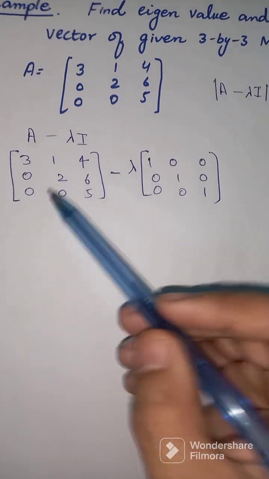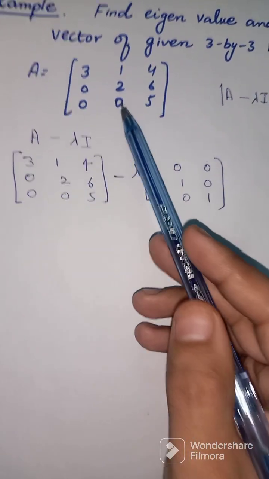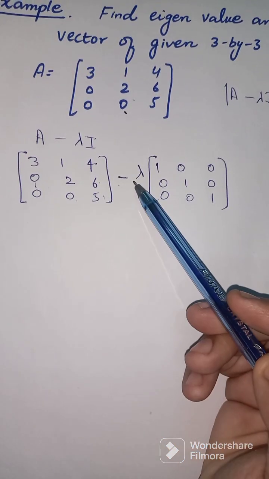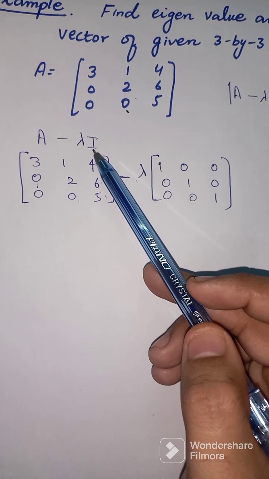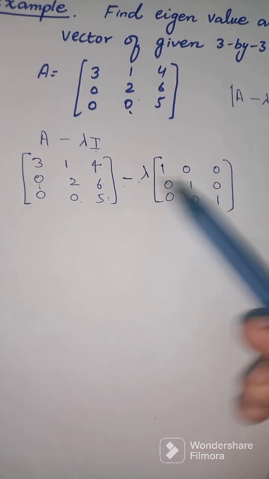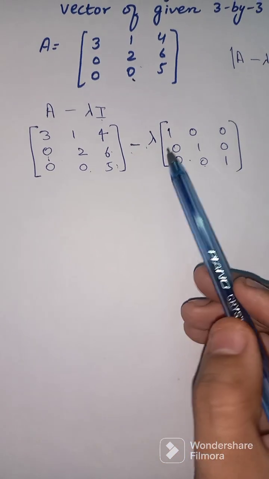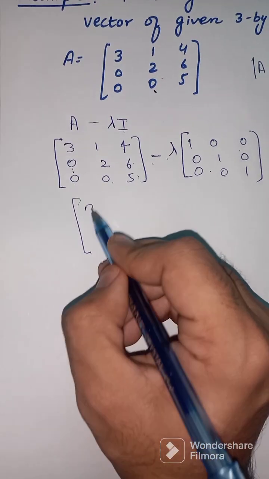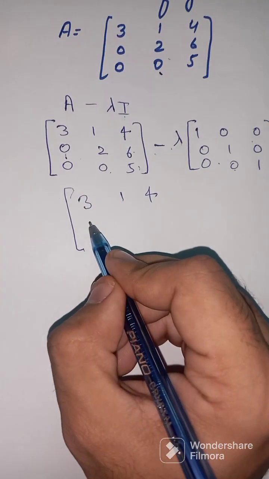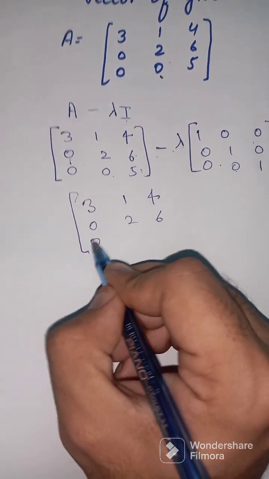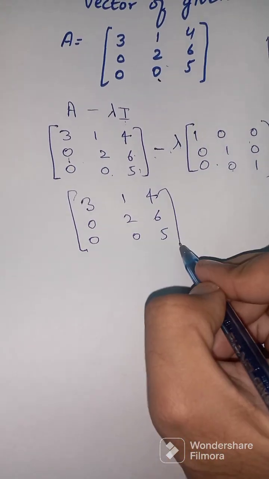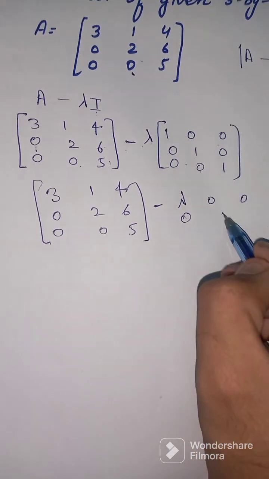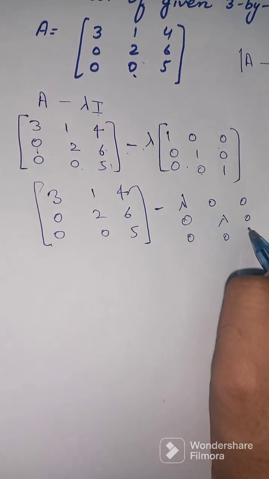By using the equation A minus lambda I, put in the values: A is the given matrix 3 1 4, 0 2 6, 0 0 5, minus lambda times the identity matrix. For a 3 by 3 matrix we have this identity matrix. Now multiply lambda with the identity matrix: you get lambda 0 0, 0 lambda 0, 0 0 lambda.